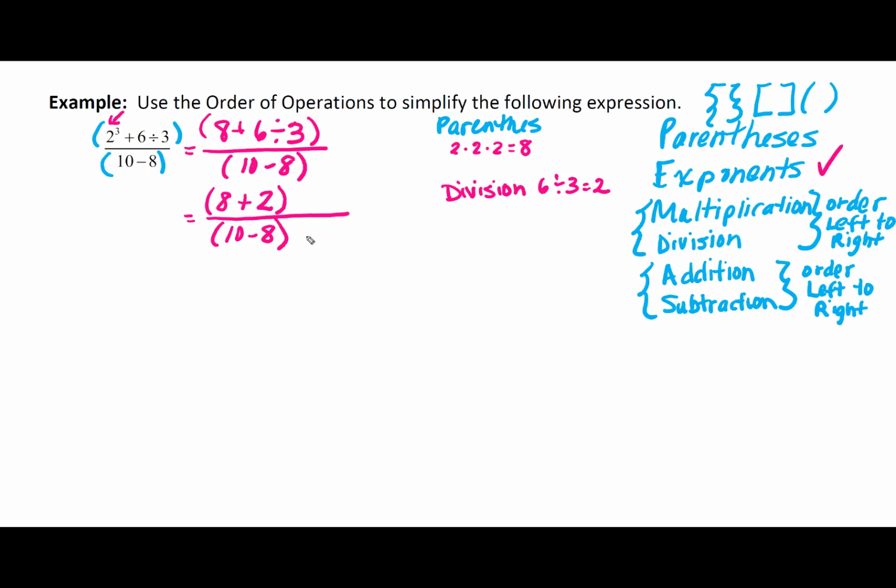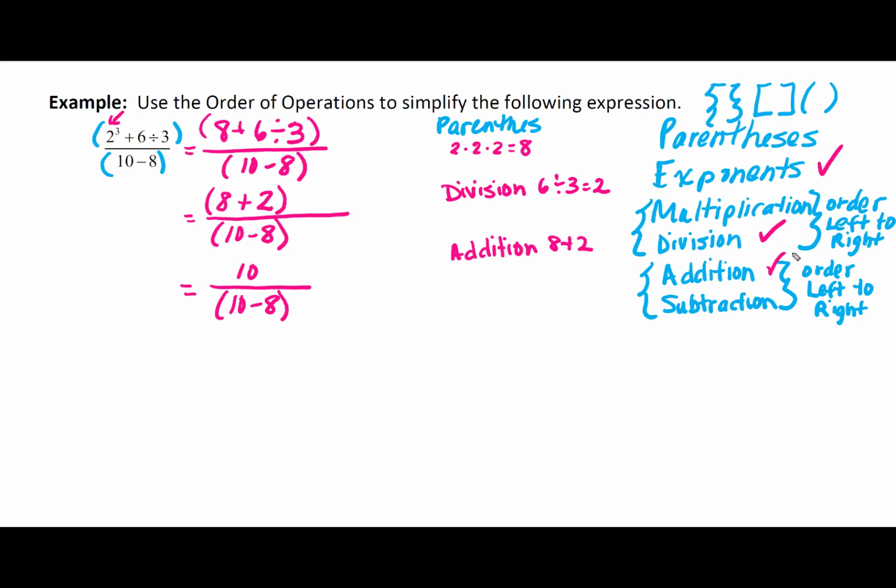So we've done division, there's no multiplication. Next is addition or subtraction. So in order from left to right, in the numerator there is addition, and the addition includes 8 plus 2. So again, we're doing one operation at a time. 8 plus 2 is 10. And since we simplified that, we don't need to include it in parentheses anymore, and we keep the 10 minus 8 on the bottom.